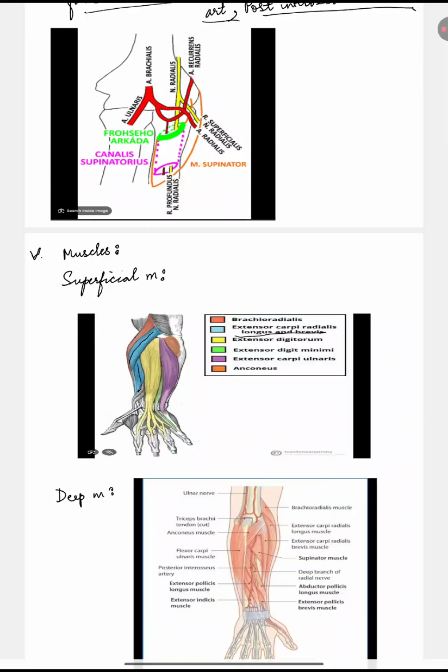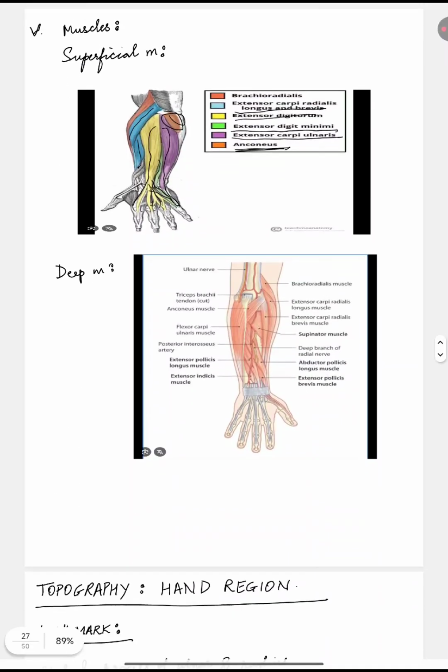This is longus, this is brevis. Next is extensor digitorum, which moves the digits. Extensor digiti minimi, extensor carpi ulnaris, and anconeus, which is a small muscle. Deep muscles are supinator muscle, abductor pollicis longus, extensor pollicis brevis muscle, extensor indicis muscle, and extensor pollicis longus muscle.